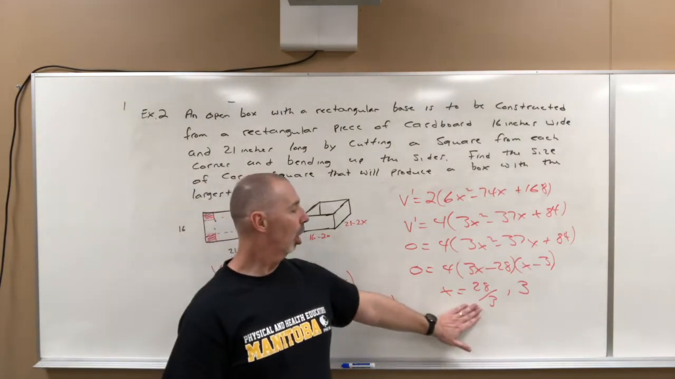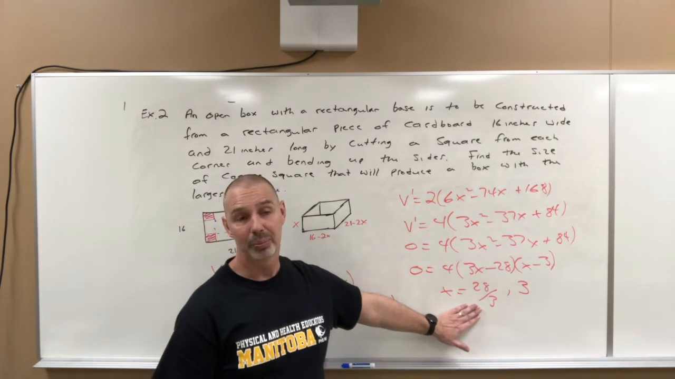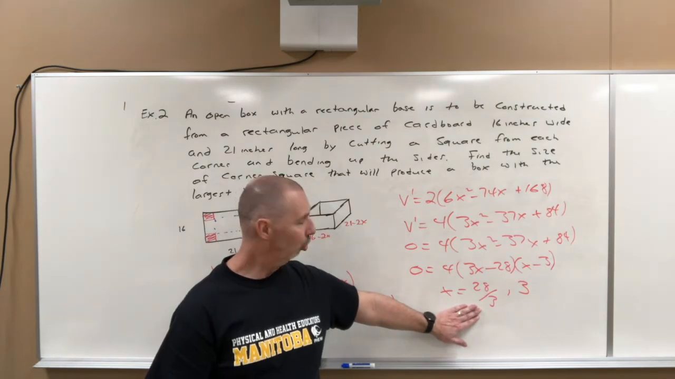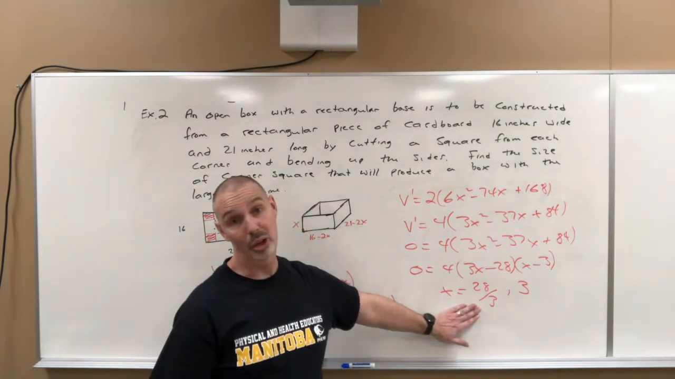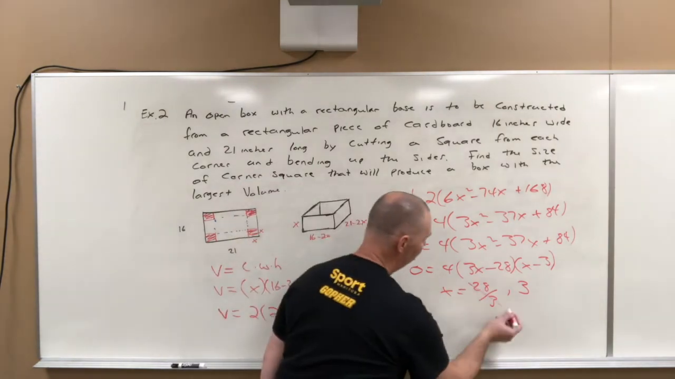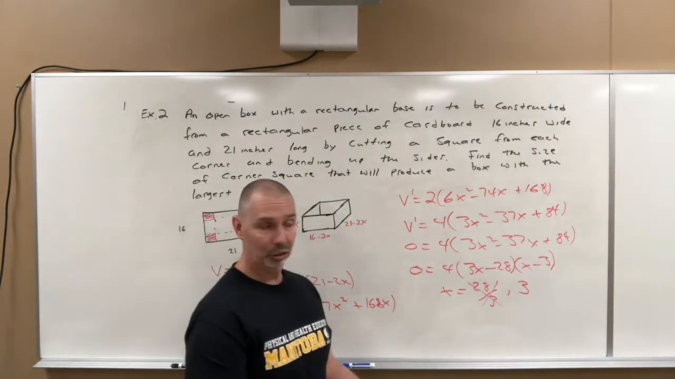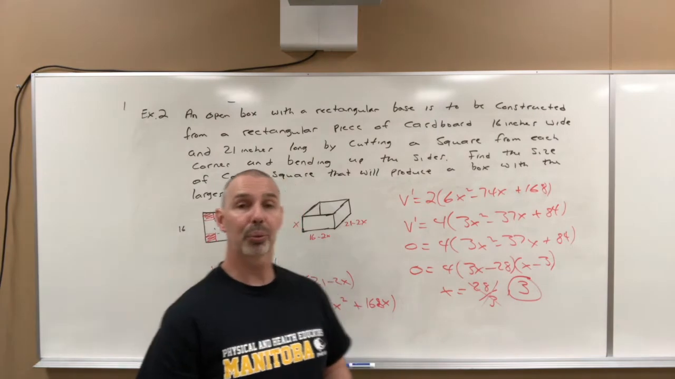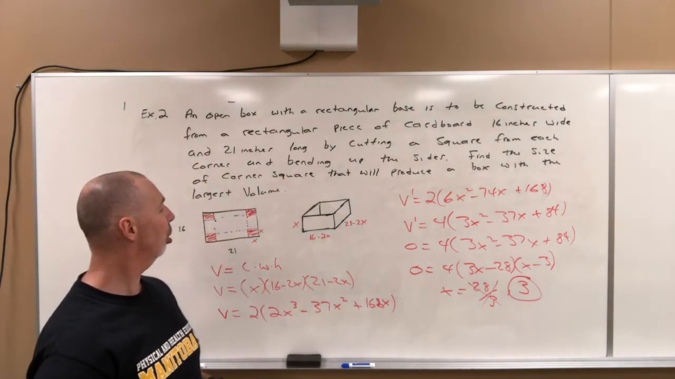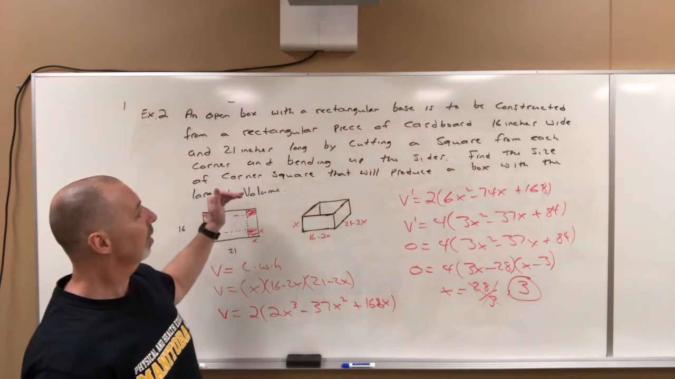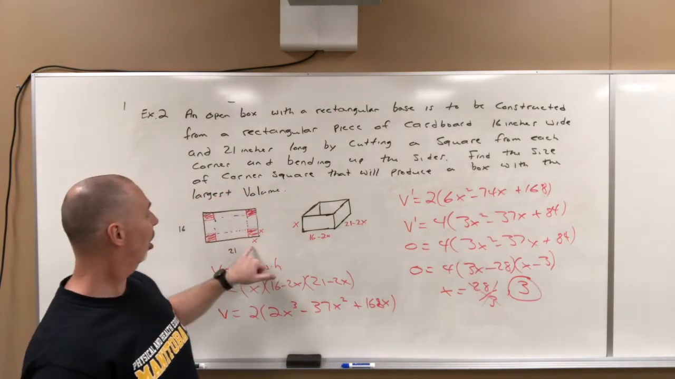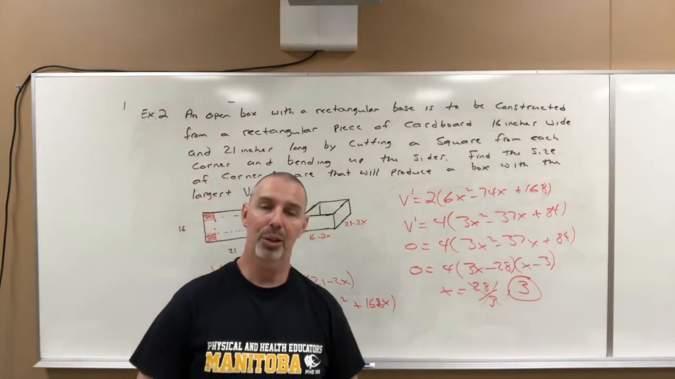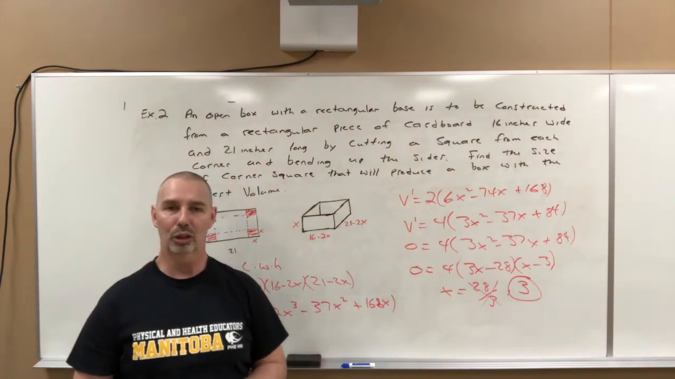If we look at these numbers, 28 over 3, well, that's greater than 8, right? If we were to change that to a mixed fraction, we get a number that's greater than 8, and this is not in our domain. So this cannot be the critical number for this question, and 3 is. And so when x equals 3, we will get the box with the largest possible volume. The question asks us to find the size of the corner square. The size of the corner square was x by x, so our answer is 3 by 3. A 3 by 3 square should be cut out of the corners to produce the largest possible volume.